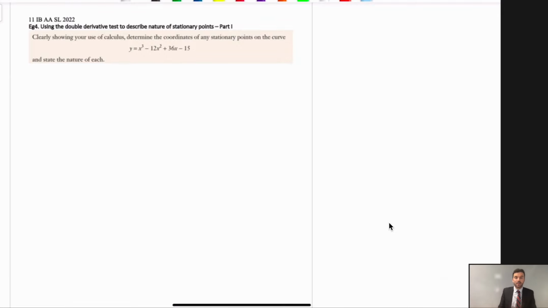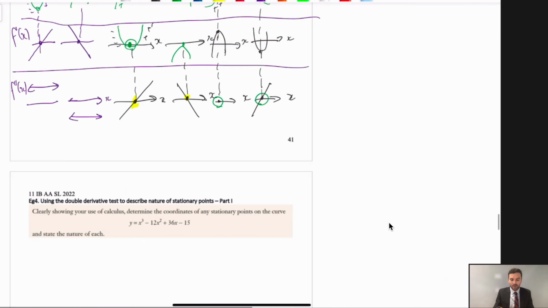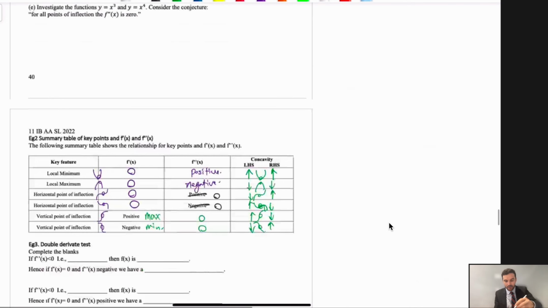Now this is called using the double diff test, and using our knowledge from before, we can have a look at our table and go, okay, double diffs. Well, double diffs is this one here, and you can recognize key features of points. If it's positive and f of x is 0, we can say it's probably going to be a local minimum. If the gradient is 0 and the double diff is also 0, it looks like it's going to be a horizontal point of inflection. So you can use this table to help you with that kind of information.